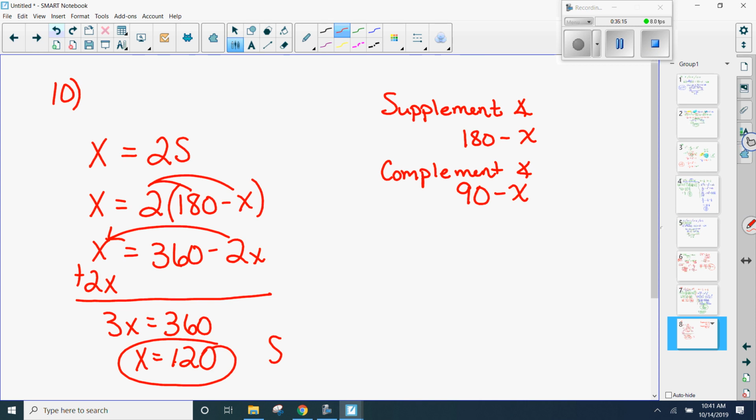What would its supplement be? Or, no, 60. And what did they tell you? They want you to find an angle that is twice its supplement. Is your angle twice its supplement? Yes. So your angle is 120 degrees.